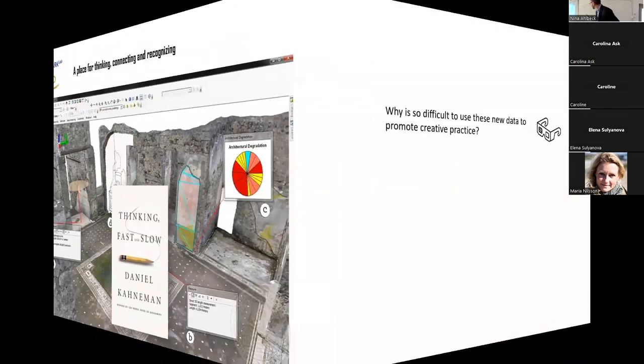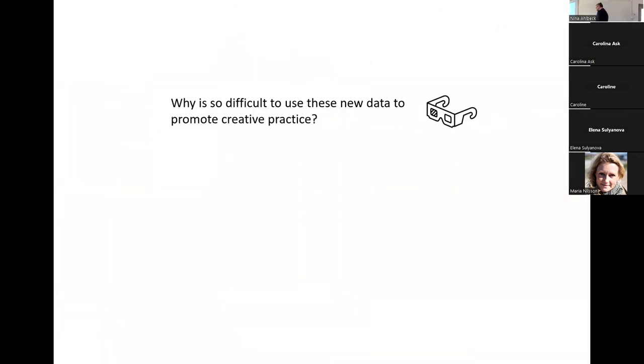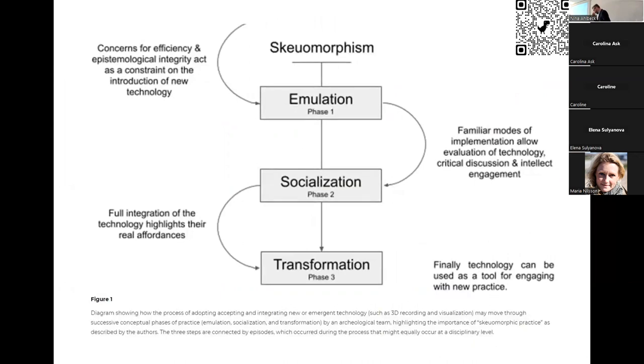And now another question. Why is it so difficult to use this new data to promote creative practices? Because it's not so immediate, right? Recently, a colleague of mine from the University of York, James Taylor, and I tried to theorize this. We wrote an article called The Skeuomorphism of Practice. Here you can reach the article, and all the citations and quotes are there. We were discussing a lot, because we were asking why, when I make a 3D model, people ask me if I can make a section or a plan. You have a 3D model, why do you want a section on a plan? It is a lot of overwork, and probably the same happened to you.